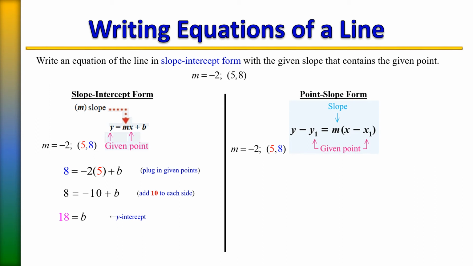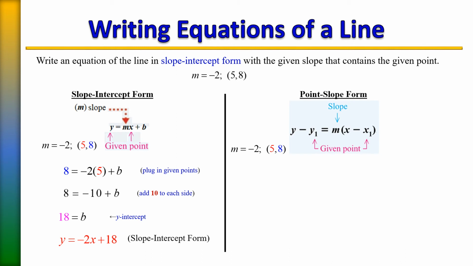And now we have everything we need to write our line. So to write it in slope-intercept form of y equals mx plus b, we already know our slope is -2, so it would be y equals -2. Always put an x behind your slope, so -2x. We just found out b is 18, so go ahead and put it in the back. And so your line in slope-intercept form is y equals -2x plus 18.